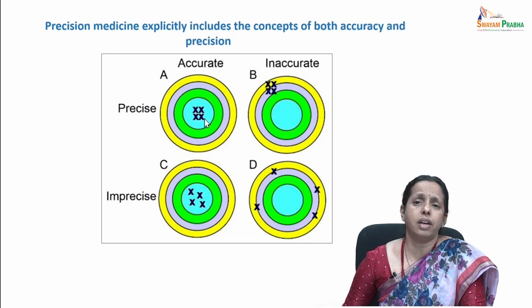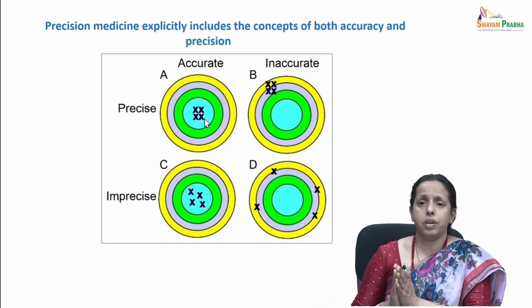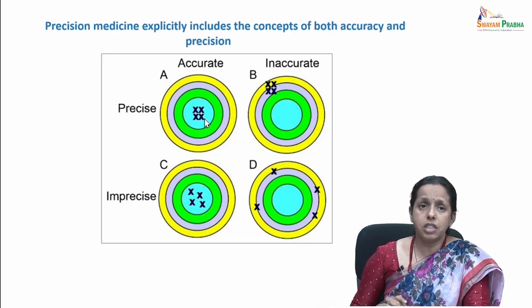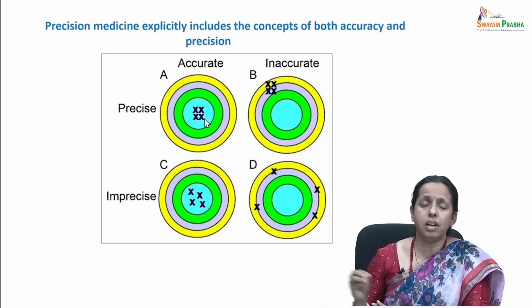Now, what is accuracy? It reflects the degree to which the result of a given test confirms the correct value of a standard. Whereas precision refers to how close the repeated measurements are to each other.